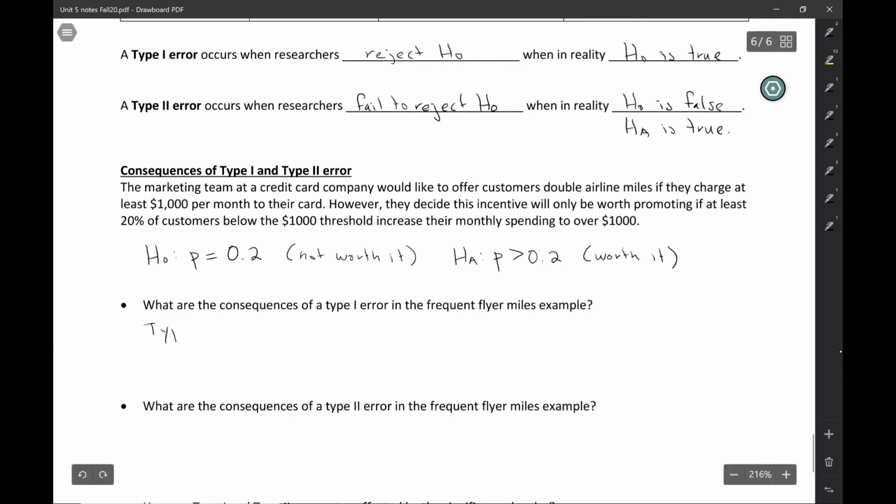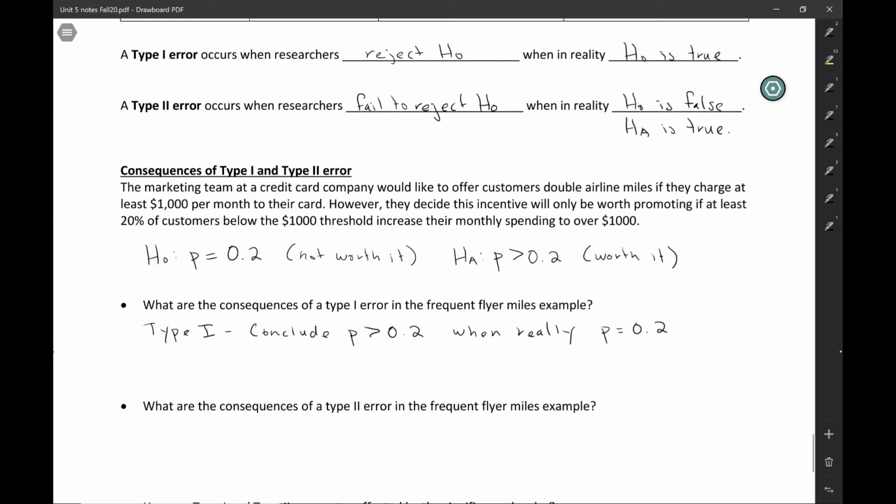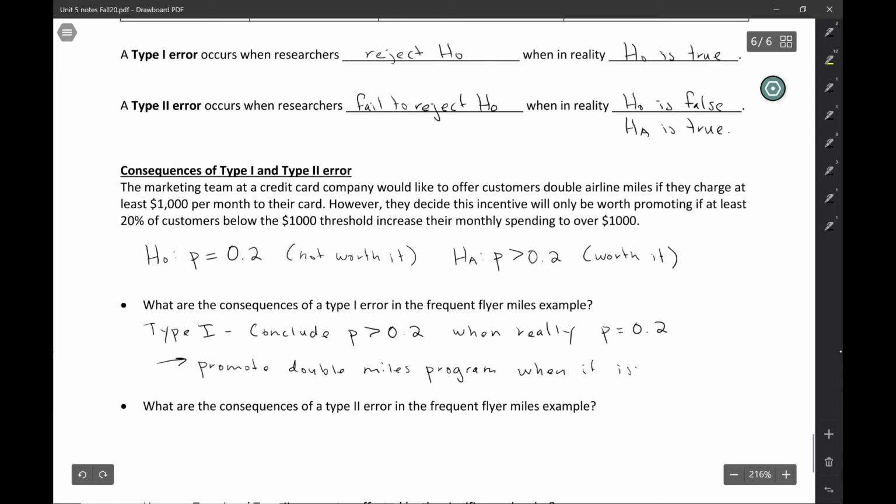So a type 1 error in this context means that we would reject the null hypothesis and conclude the alternative. So we would conclude in this case that the proportion who would increase their spending is greater than 0.2 when really the null hypothesis is true. So when really it's equal to 0.2. In other words, we think it's worth it to promote the double miles program when it actually isn't. So the consequence of this particular error is that we would promote the double miles program believing that it's worth it, when in reality it isn't worth it. So that would be the cost of a type 1 error.